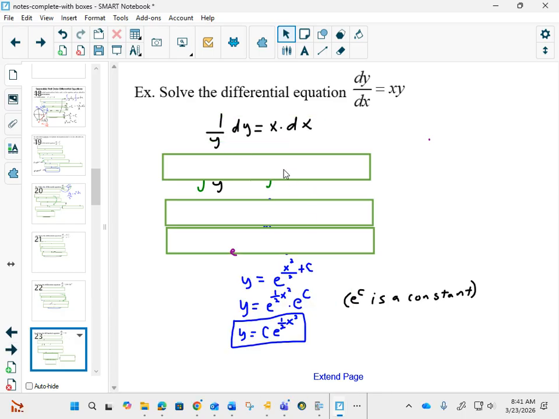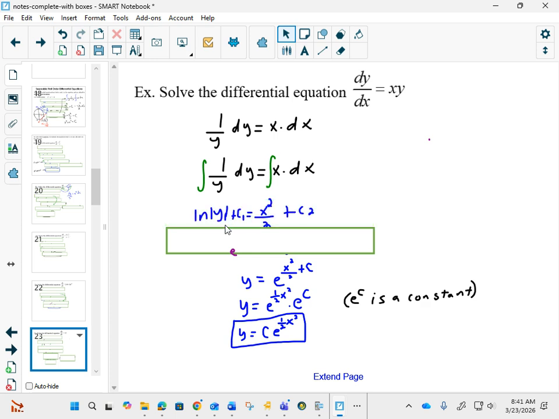All right, so we separate our x and our y. We get a 1 over y, which gives us a natural log of y. And this would be fine if you left it like this. But there's going to be some questions where you're going to be asked to solve for y, or it could be multiple choice where they rearrange this.